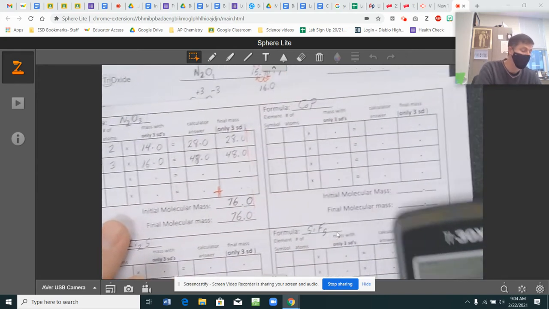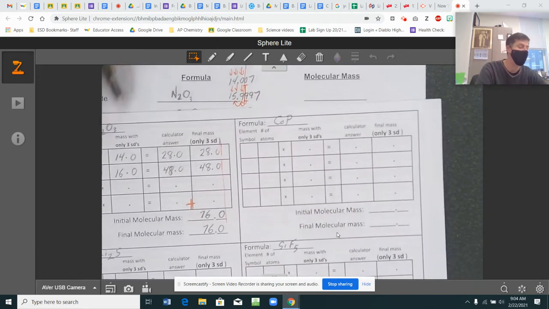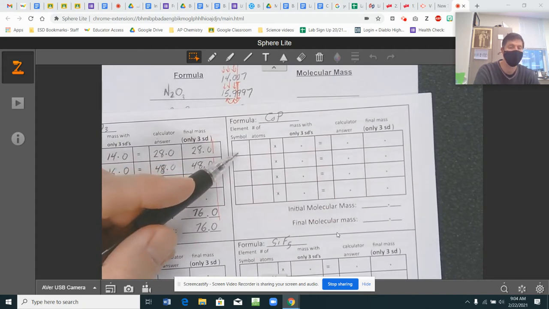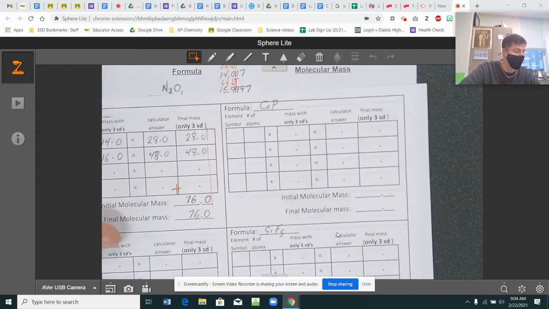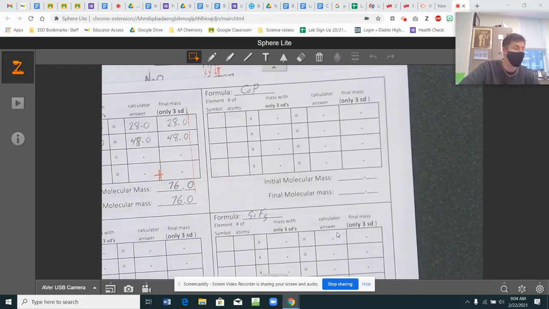Okay. So what I'm going to have you do right now is try this on the same thing here. I'm going to go ahead and pause the video, and I want you to go through and do cobalt phosphide.